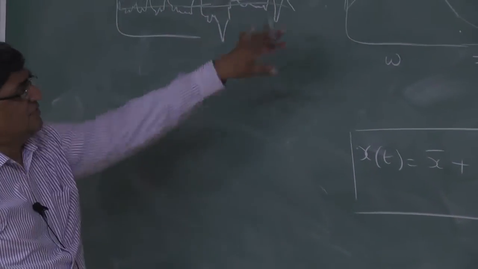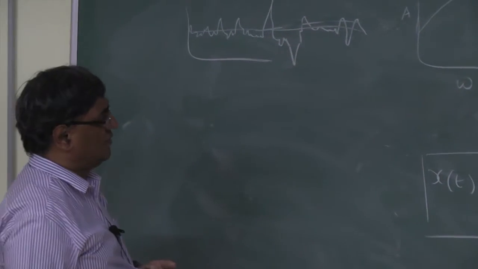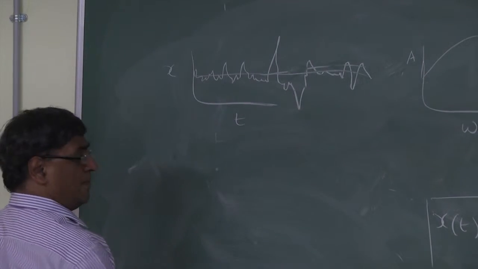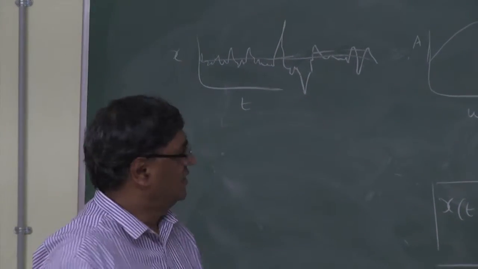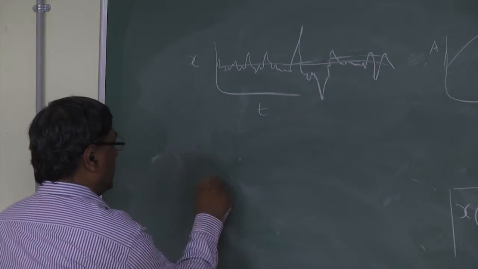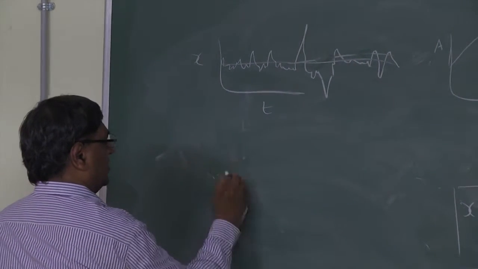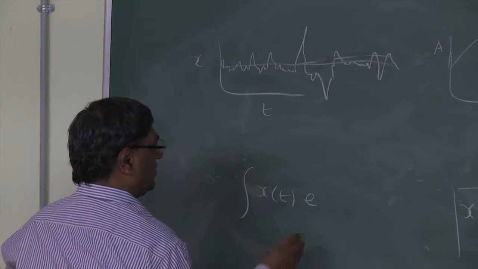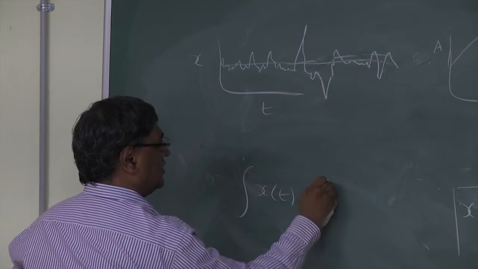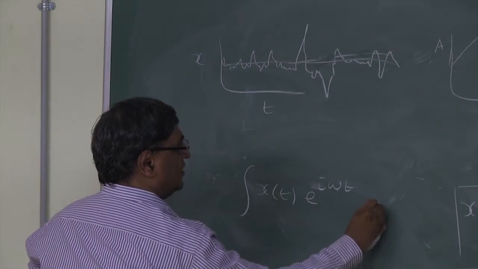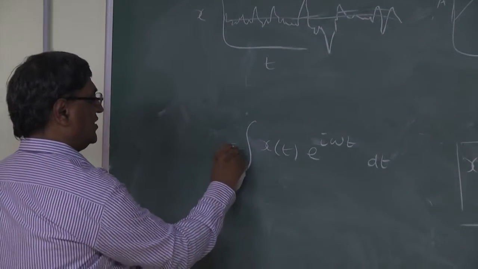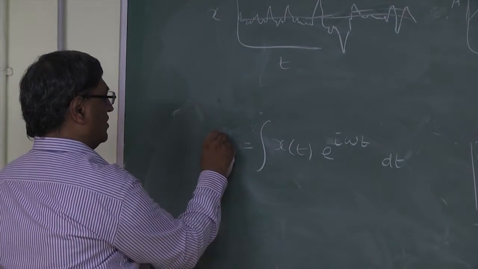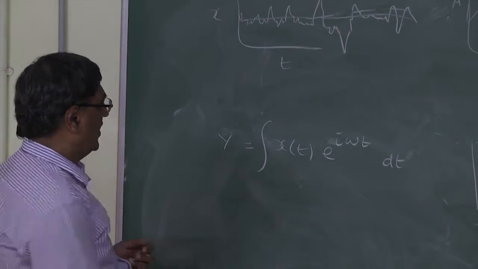So anyway, in order to convert the time signal into the frequency domain, something which is used is the Fourier transform. So the Fourier transform can be done as the integral of x of t into e power minus i omega t dt. This will give the transform. So the transform, for example, if you want to call it y, is y of omega.